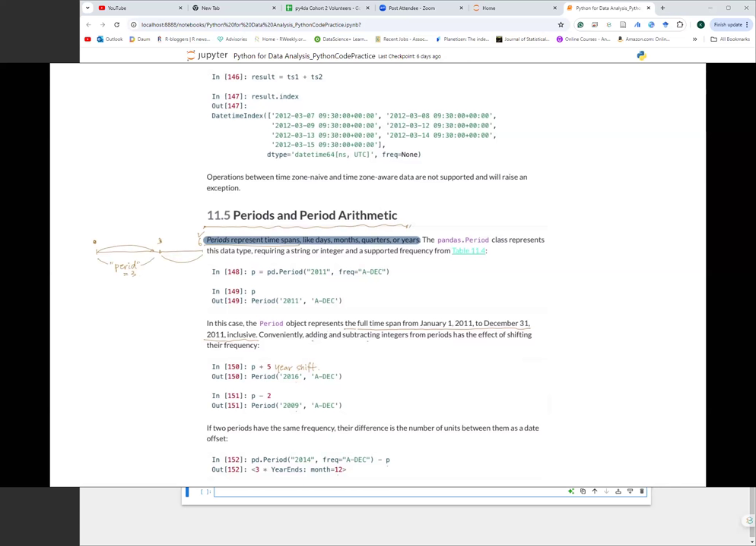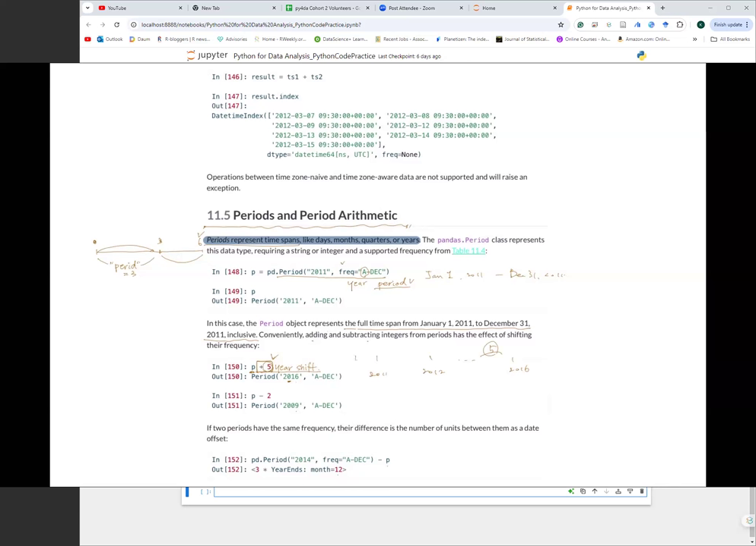So when we use these period functions, with a frequency of A-DEC, that means it's a year-based period. In this case, the period covers January 1st, 2011 to December 31st, 2011, so the whole year. When we add to the period, this is called the year shift, because this period has a year time span. So 5 means after 5 periods: 2011, 2012, and then 2016 would be after the 5 periods, right?